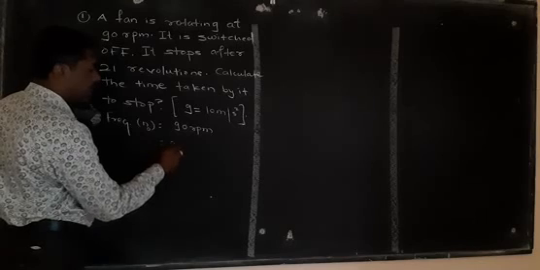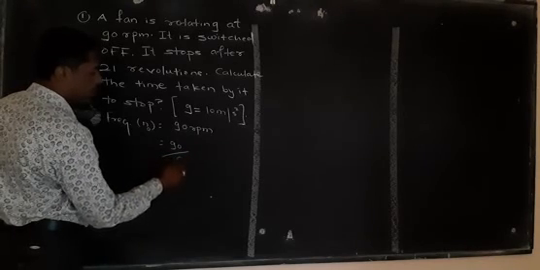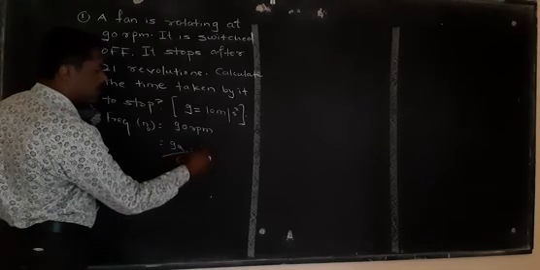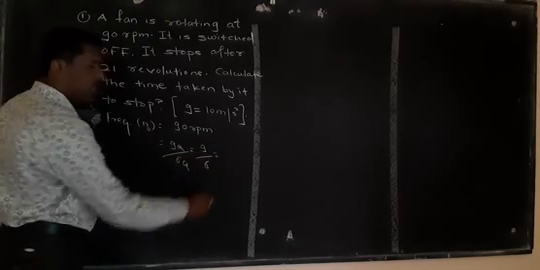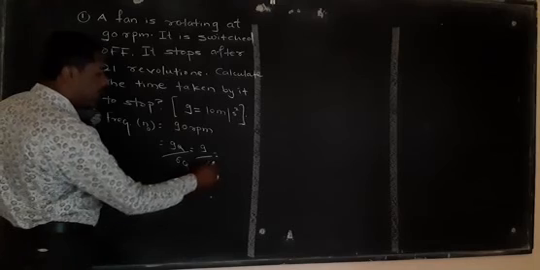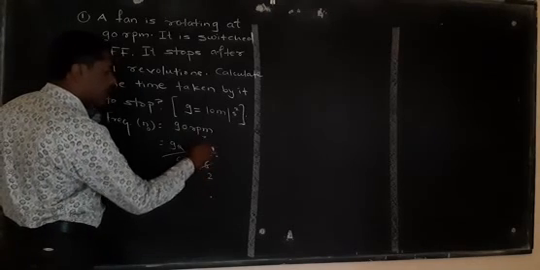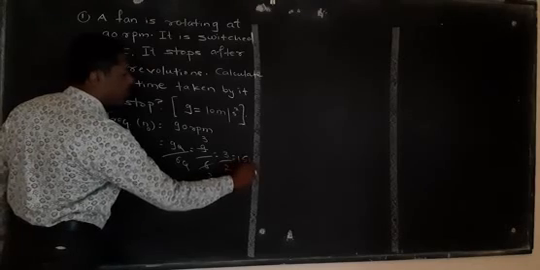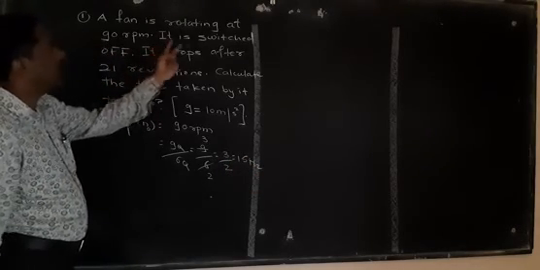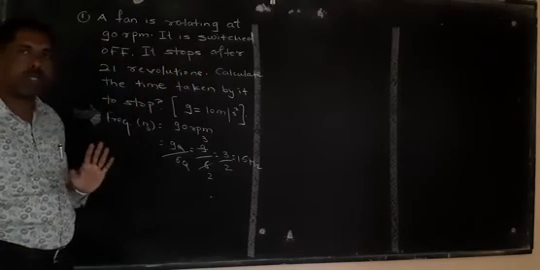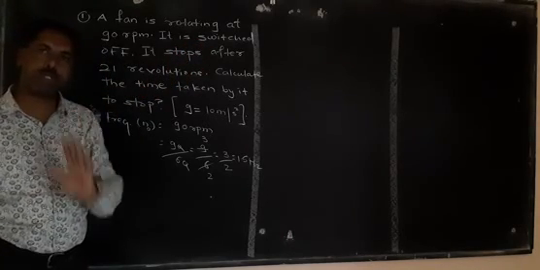Here a fan is rotating at 90 rpm, so its frequency n0 is equal to 90 rpm, revolution per minute, that is 90 upon 60 seconds. 10 gets cancelled, 9 upon 6, with the help of table 3, 3 2s are 6, 3 3s are 9, that is equal to 3 by 2, that is 1.5 hertz. Okay, next point, it is switched off. The fan suddenly switched off.